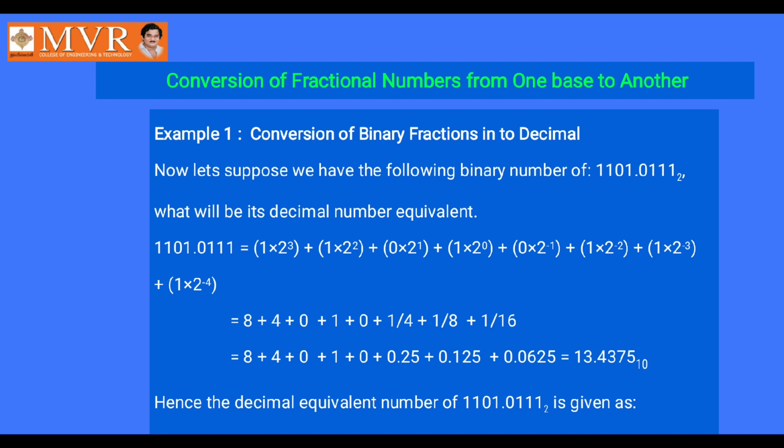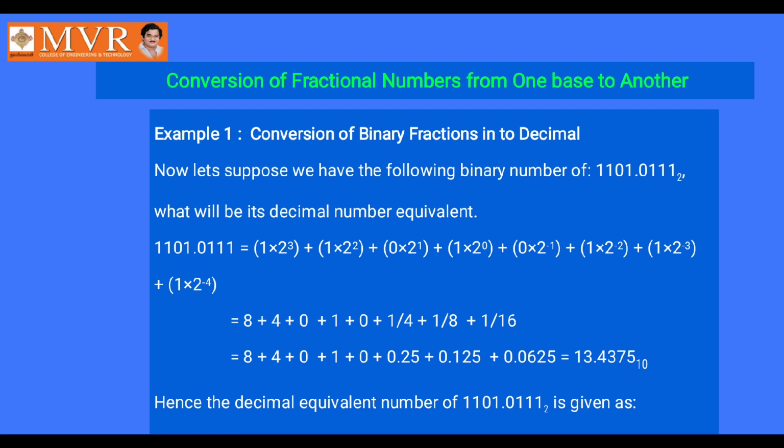So you just see in the slide: 0 into 2 power minus 1, plus 1 into 2 power minus 2, plus 1 into 2 power minus 3, plus 1 into 2 power minus 4. The first value is 1 into 2 cube, 8, plus 4 plus 0 plus 1, that is okay. So 1 into 2 power 0 also you got. Here the fractional part 0 into 2 power minus 1: 0 into anything is equal to 0, so simply we have written there 0.